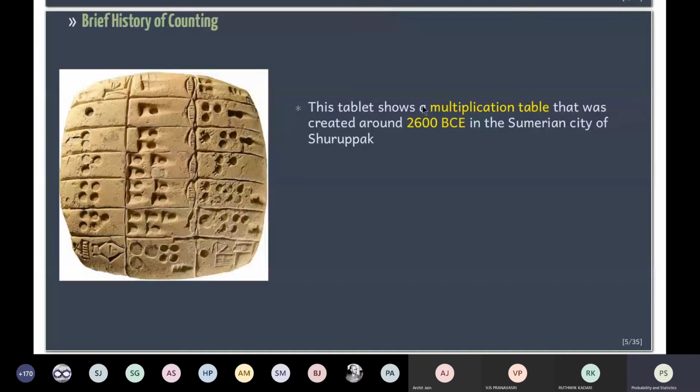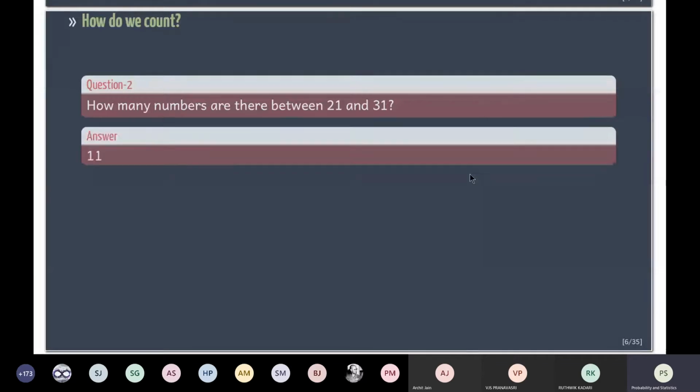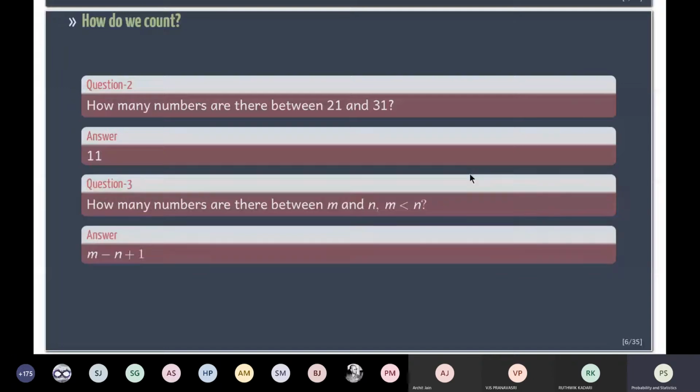And so how do we count? Let us say how many numbers are there between 21 and 31? Well, it's 11. That's very easy. In general, we can say how many numbers are there between m and n, where m is less than n? Well, it's m minus n plus 1. So that's the basic formula that we have now. Remember in the beginning we said we don't really want to do it one by one. We want to derive formulas, and in this case, this is how it is.